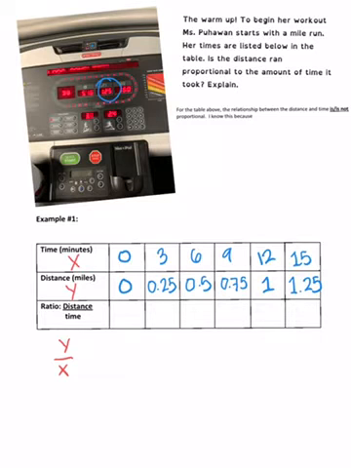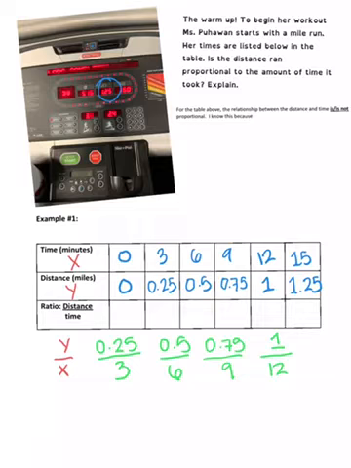So for the first one, we have our y being 0.25 over 3. Our second one, we have 0.5 over 6. Third, not 9, 0.75 over 9. Then we have 1 over 12. Next, we have 1.25 over 15. And again, I'm lucky, you're lucky. We're just going to use our calculators to divide these up.